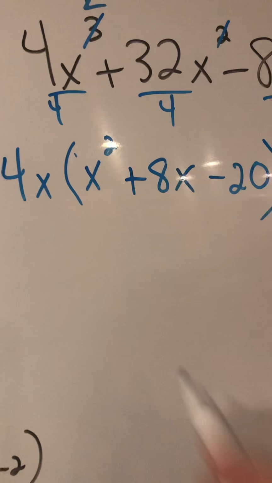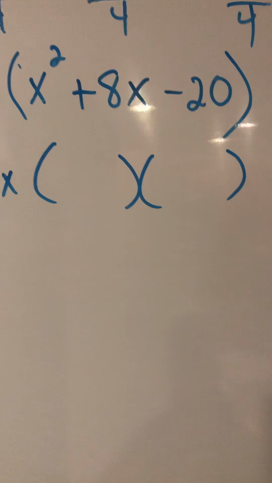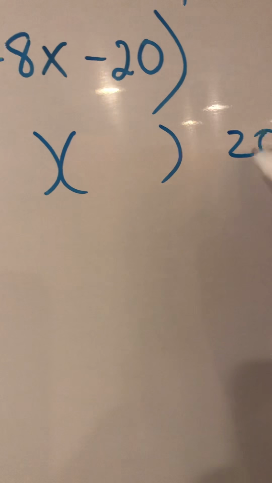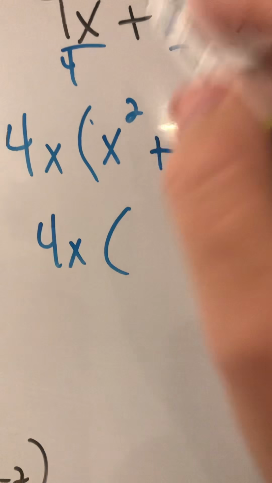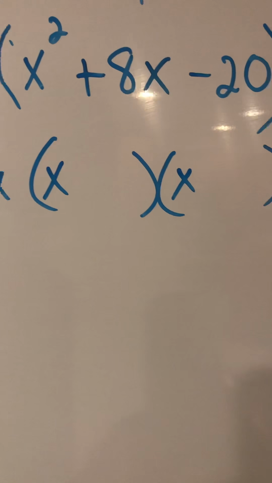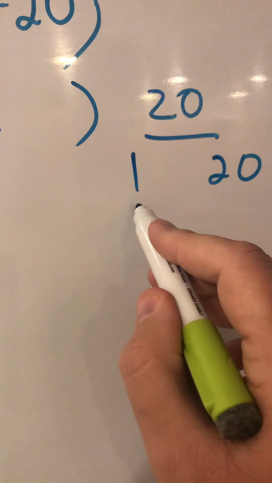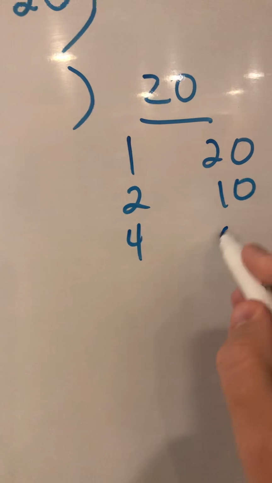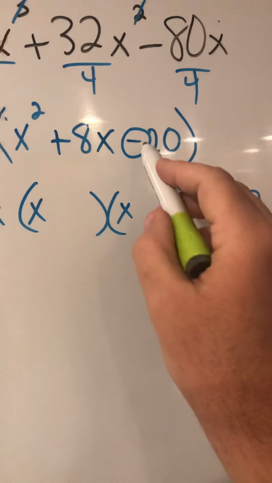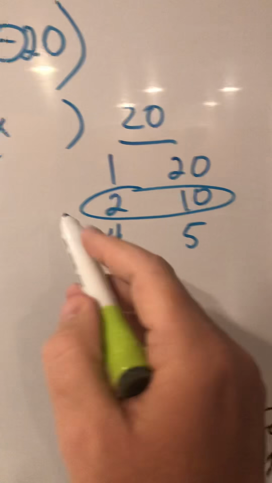So it's still 4x, and remember we have to make two sets of parentheses because we're going to have two binomials. We're going FOIL in reverse. Take your last number, 20. Since this is an x squared, I don't have to do anything here. These are both going to be x because it's 1x times 1x whenever we go to FOIL. So now I have 20, and what are my factors? 1 times 20, 2 times 10, 4 times 5. Now, looking at the last sign again, which of those subtracts to give me 8? I look over here, 10 and 2.